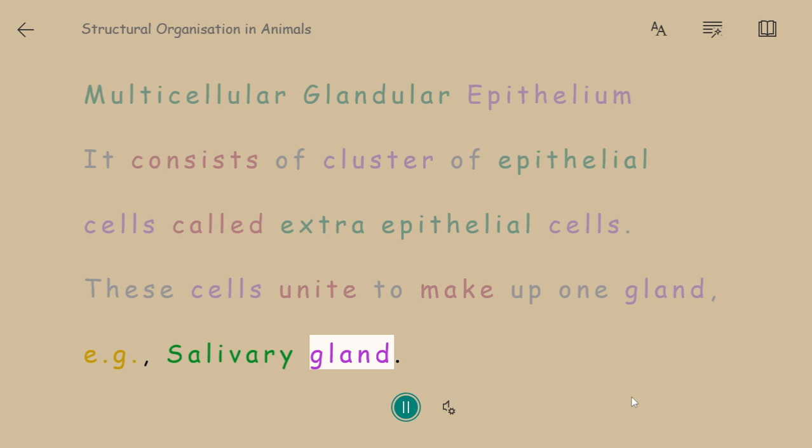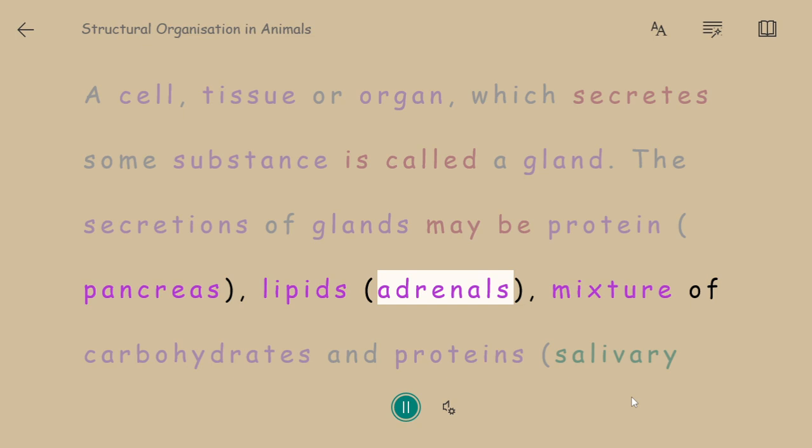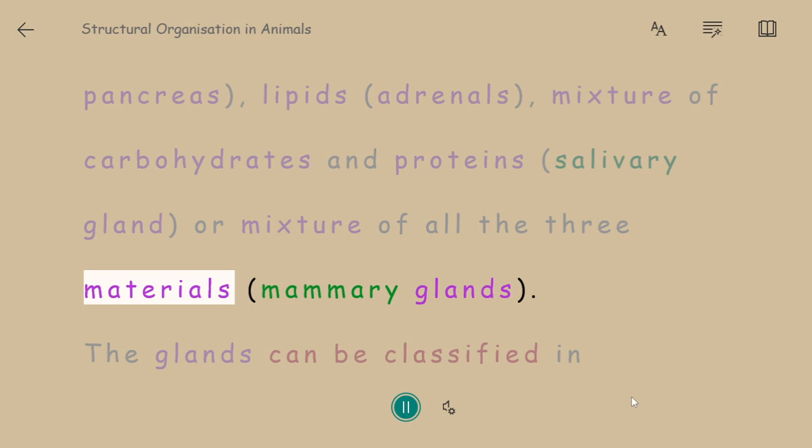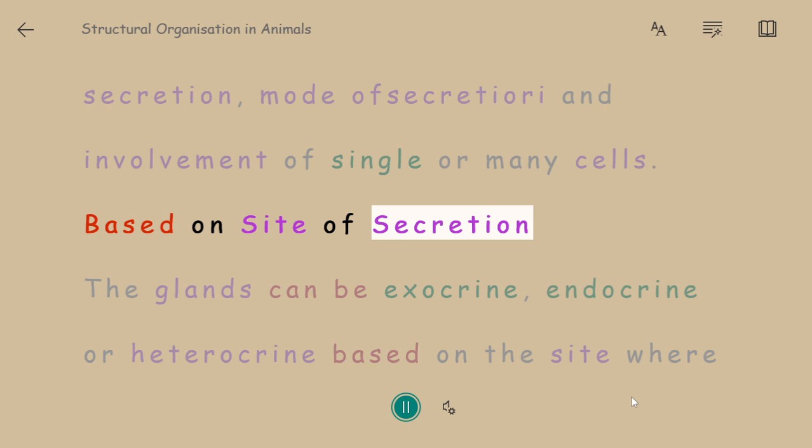Gland. A cell, tissue or organ, which secretes some substance is called a gland. The secretions of glands may be protein, pancreas, lipids, adrenals, a mixture of carbohydrates and proteins, salivary gland, or a mixture of all the three materials, mammary glands. The glands can be classified into different types based on site of secretion, mode of secretion, and involvement of single or many cells. Based on site of secretion.